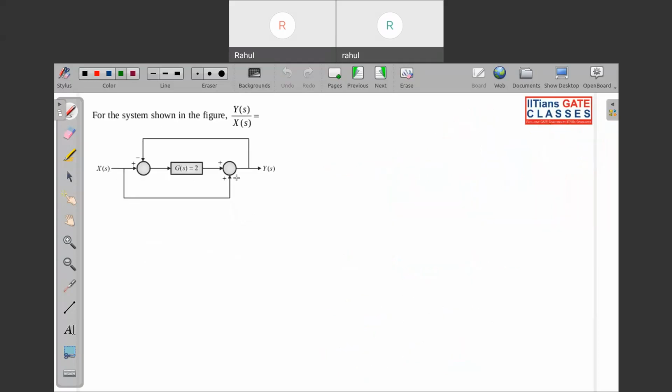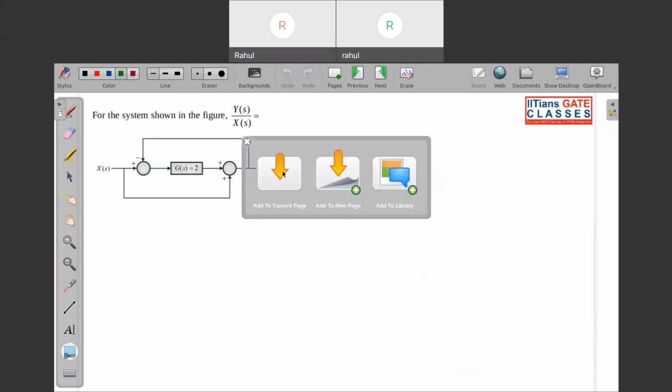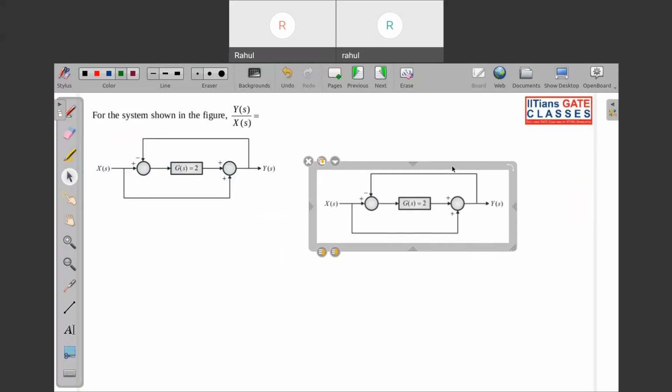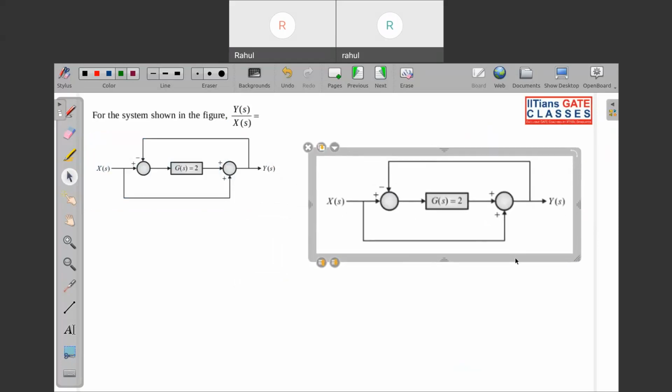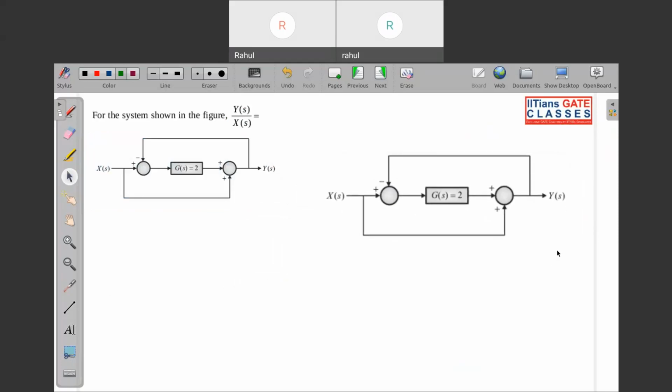The next question we have over here is also a very simple question. You can take 1 minute to solve this question. You can see over here they are asking what is Y(s) by X(s).